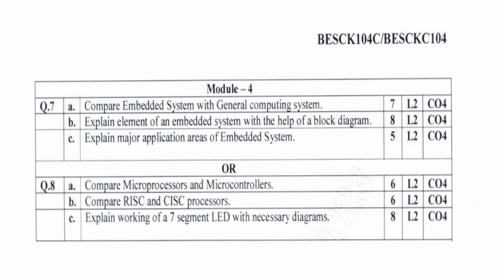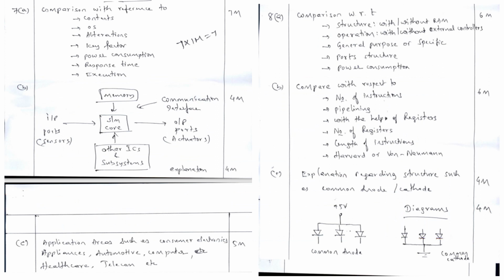Module 4: compare embedded system with general computing system, explain elements of an embedded system, and then major application areas of embedded system. You will be determining the comparison between general system and embedded system. Then what are the elements, in terms of a block diagram, you will be explaining, and what are all the major applications. In the OR choices, you have comparison of RISC and CISC, microprocessor and microcontroller, and working of 7 segment LED.